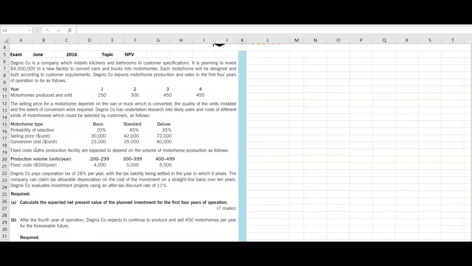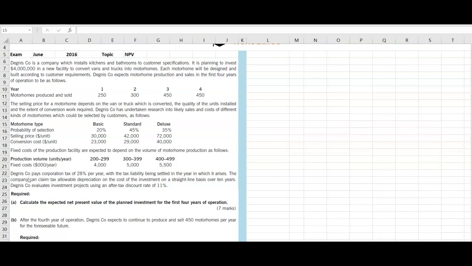The conversion cost should be the variable cost, because it's a conversion cost per unit. If it is per unit, it is a variable cost. So that is also given. Fixed costs of the production facility are expected to depend on the volume of motorhome production as follows. So the fixed cost depends upon how many units are sold. They have given a range, and they have also given the fixed cost for each range.